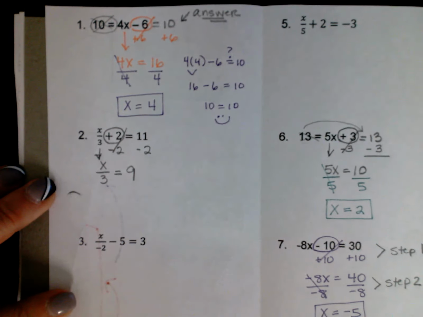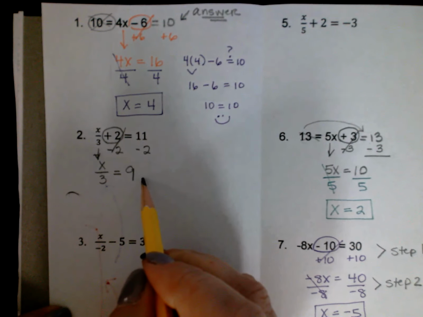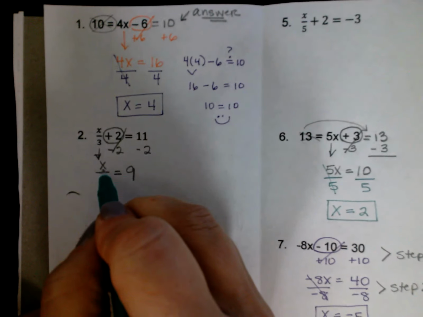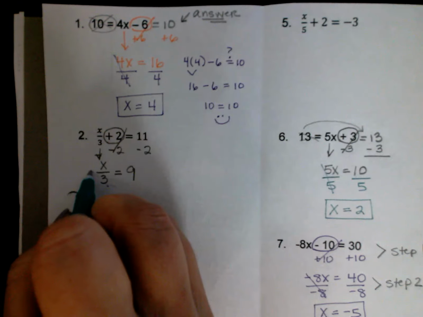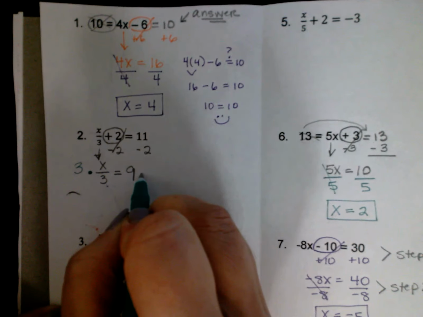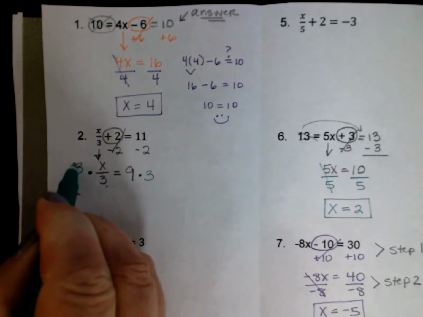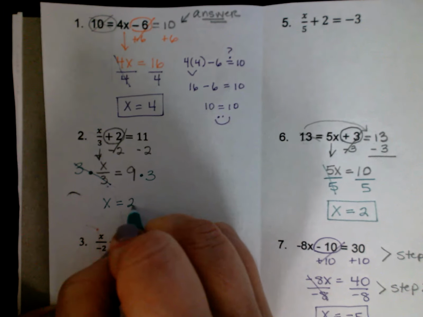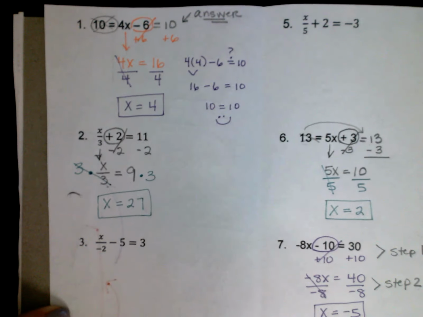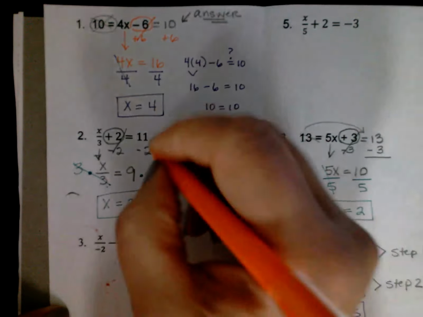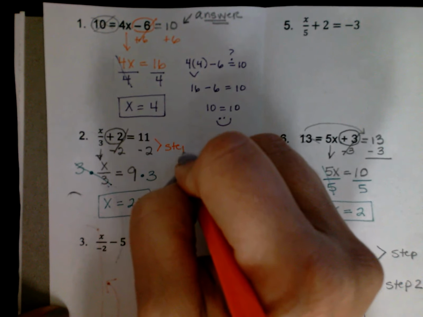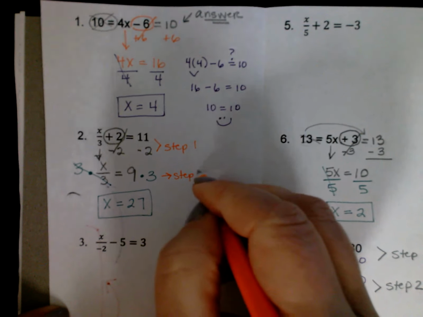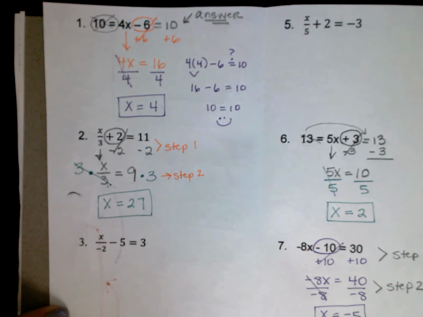Now make sure your brain doesn't work too fast. I don't want to say right away the answer is 3, because when my variable is part of the fraction, it is a division problem. So therefore, I need to multiply. I would multiply 9 times 3 and get 27. So step 1, undo the addition and subtraction. Step 2, undo the multiplication or division. And then you get your answer.